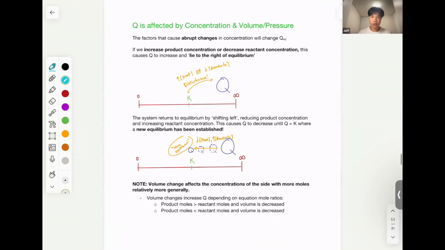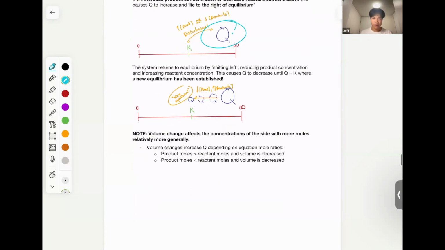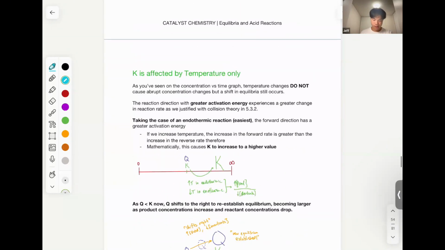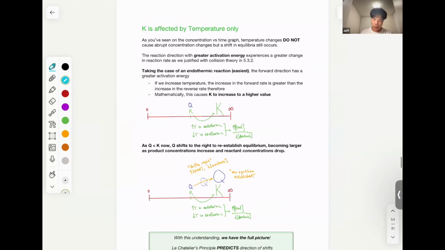Q can be changed by concentration and volume pressure. So anything that changes concentrations changes Q and does not change K. Whatever happens to Q, say it increases, it will always return to K. It will always chase K. K, on the other hand, is only changed by temperature.